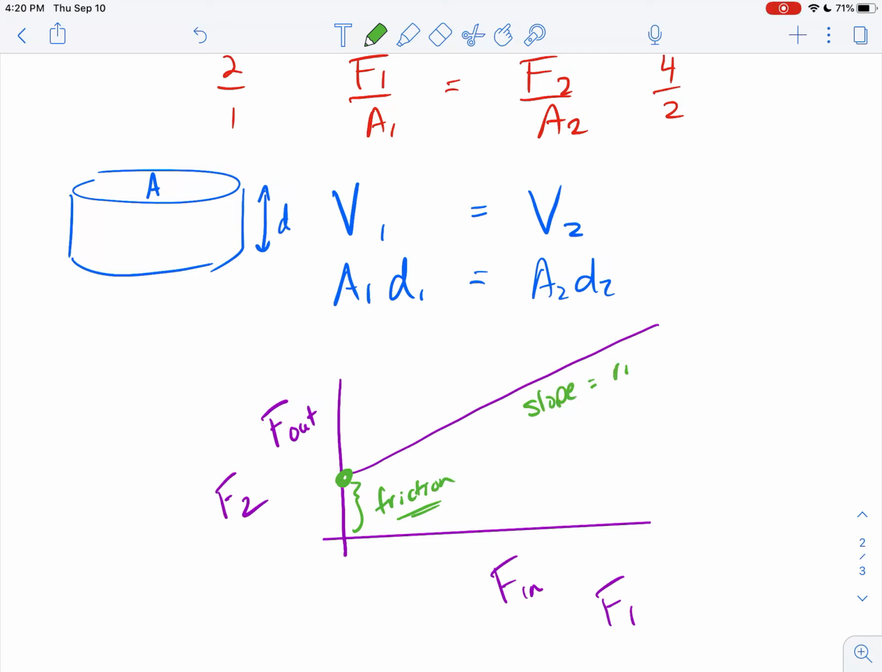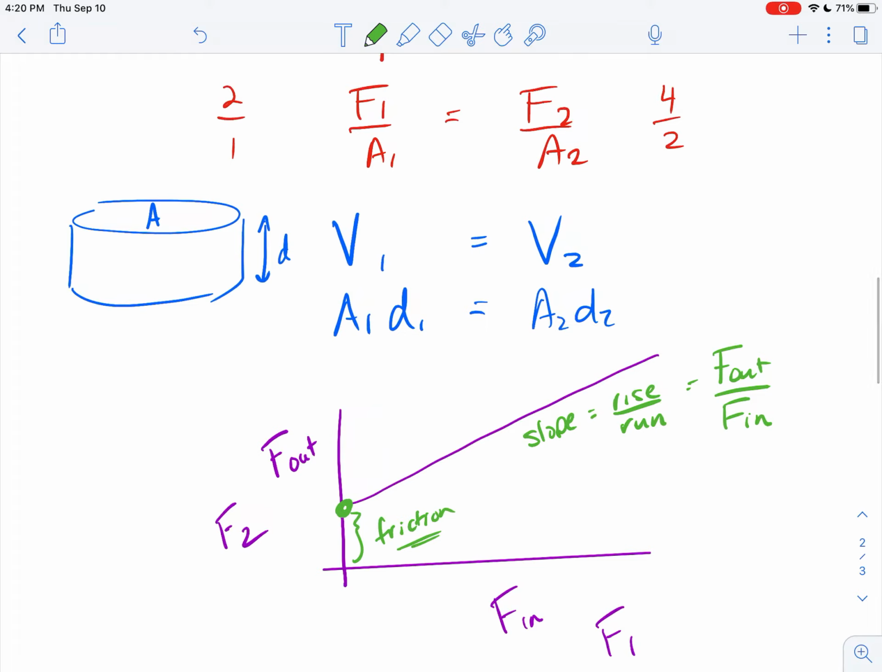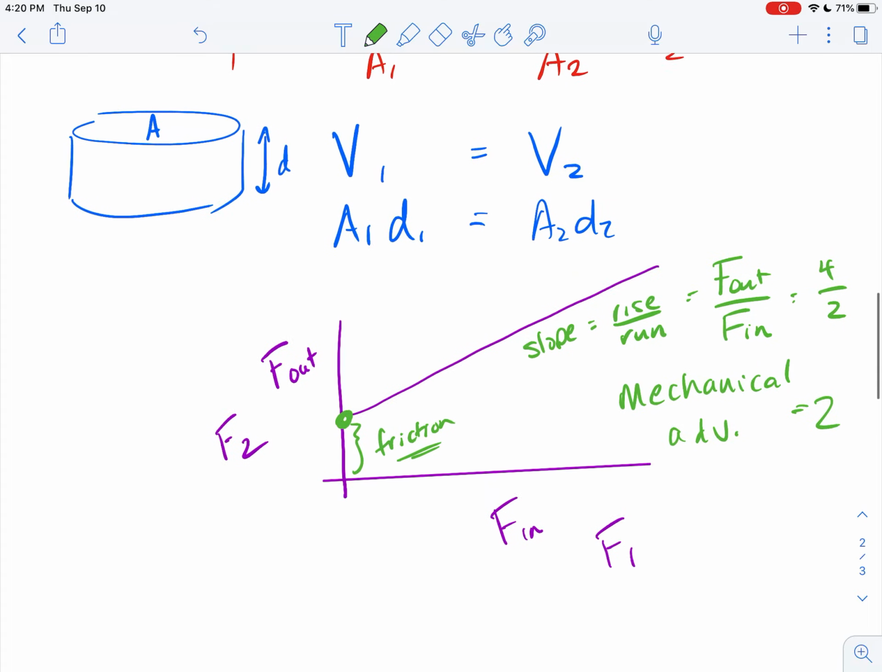Slope is rise over run, which is going to be the output force over the input force. And this is where I get a mechanical advantage. If I have an output force of 4 and an input force of 2, I'm getting more force out than I put in. And again, that's called mechanical advantage. If the numbers were 4/2, the mechanical advantage would be 2, meaning I get twice as much output force.